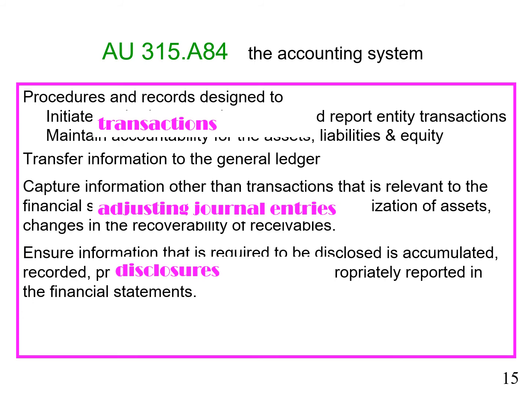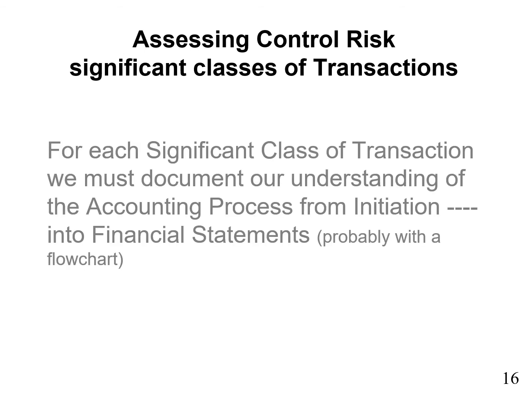Okay, so I'm really worried about that top one, but make sure you realize that our accounting system has to capture, or more correctly, the client's accounting system has to capture additional information to help us with the adjusting journal entries and also capture the information necessary for disclosures. For each significant class of transactions, we must document our understanding of the accounting process from initiation of the transaction all the way into the financial statements. And we're probably going to use a flowchart to do a big part of that.